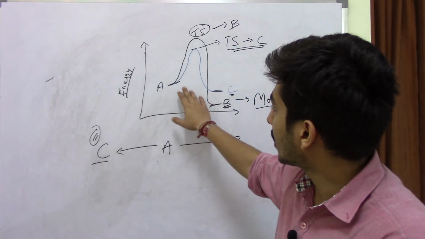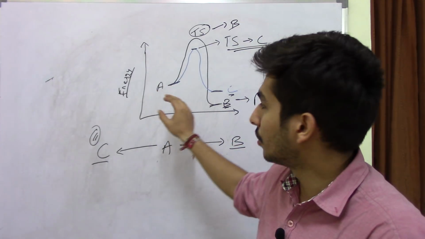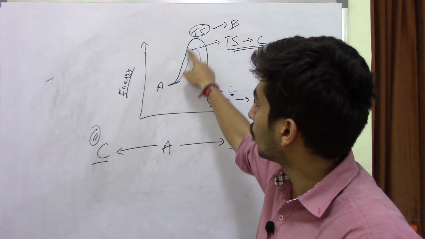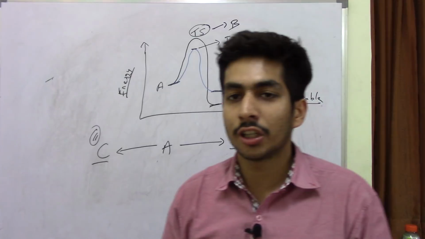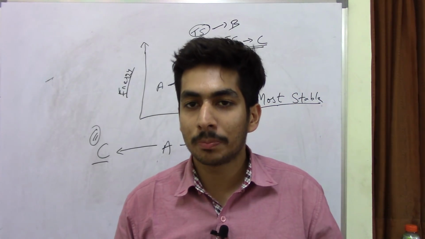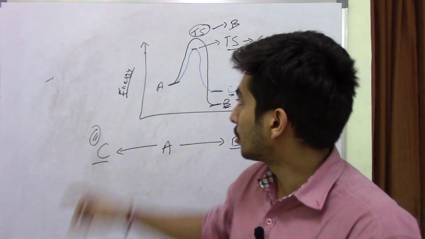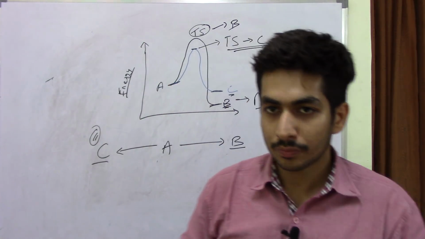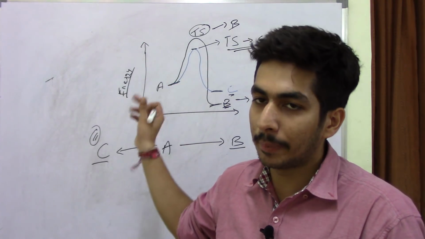Why? Because I have only supplied it with that much energy so that it can reach up to the transition state energy of C, and it cannot go up to the transition state energy of B. And to form product B, which is more stable, it has to reach the transition state energy that is required for the product B, right?